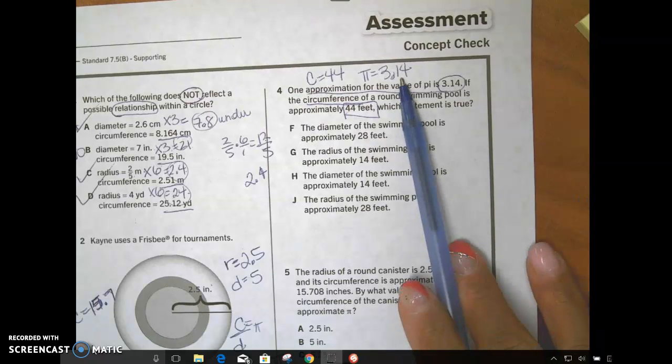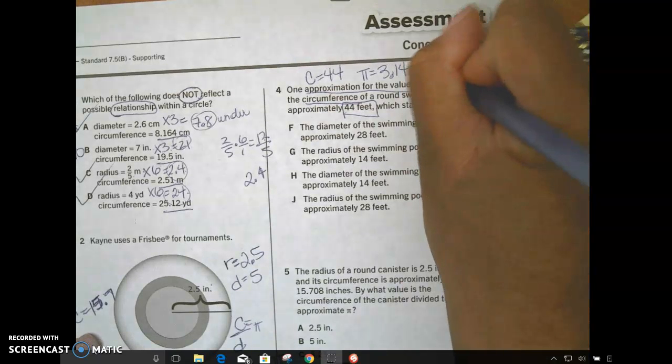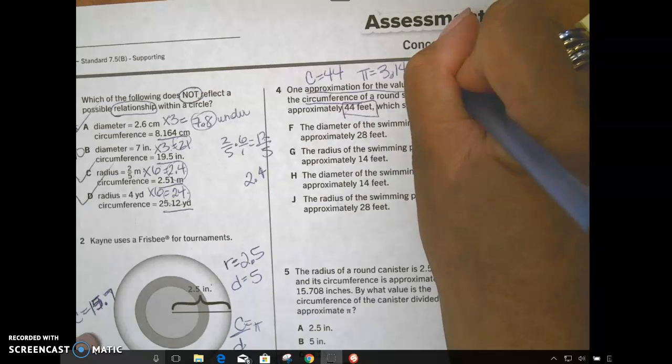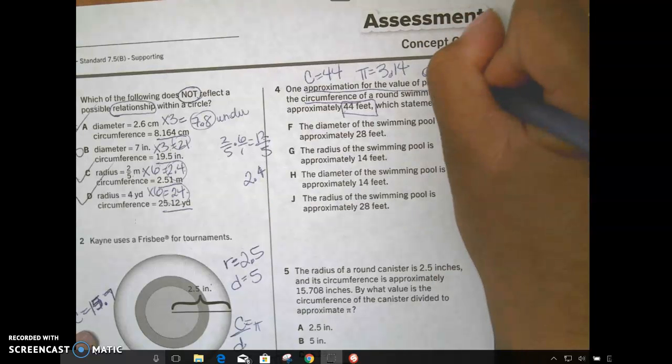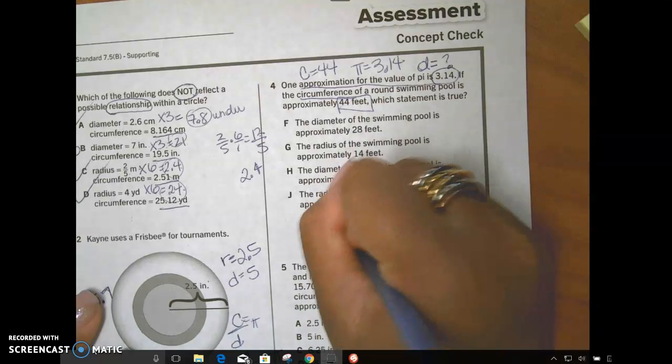Normally when I multiply it by 3, I have a what? Not a decimal. What number do I have to multiply by 3 to get circumference? Diameter. I don't know what my diameter is. So instead of multiplying by 3, what am I going to do here? Divide. What is 44 divided by 3?